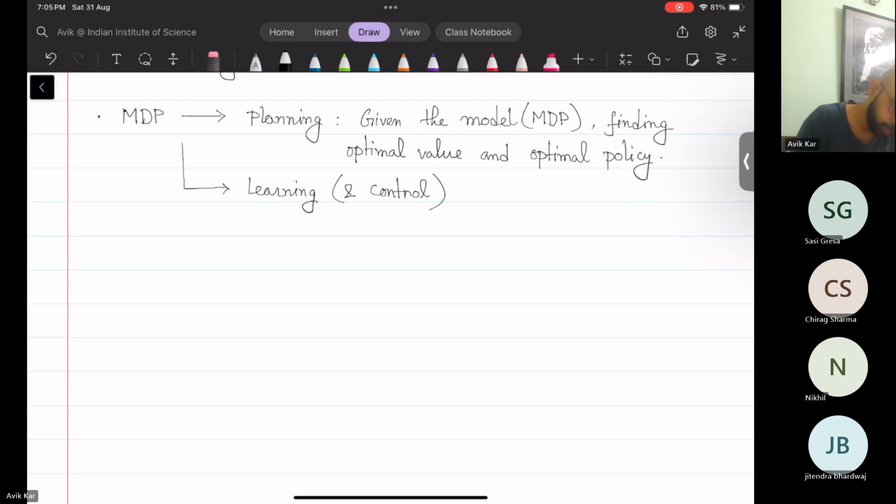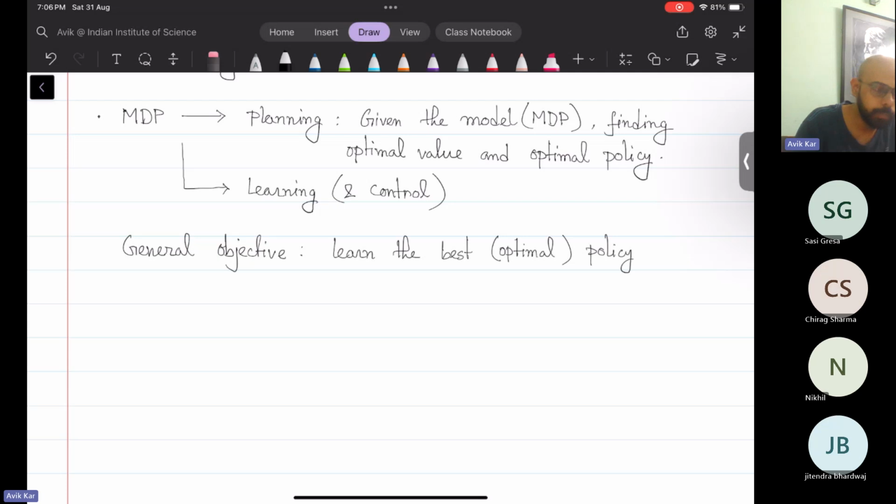But learning of what? The general objective of our course, or RL, is to learn the optimal policy, learn the best policy, and best means the optimal policy, with minimum resources. By resources, we mean fewer samples, fewer trajectories. So by resources, we mean samples.